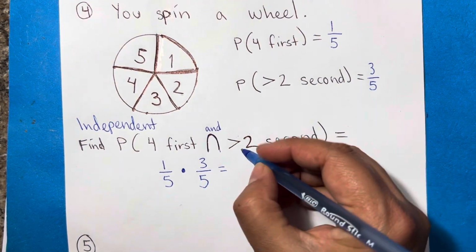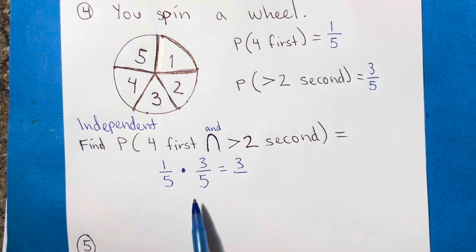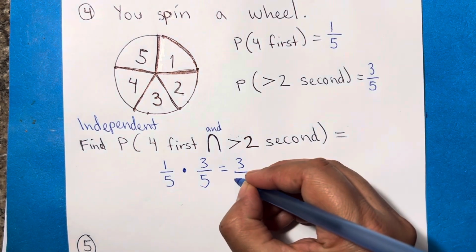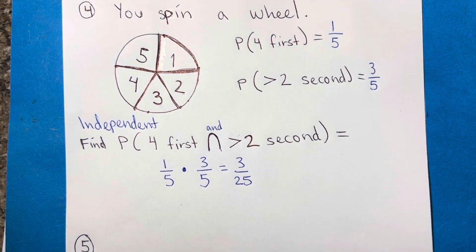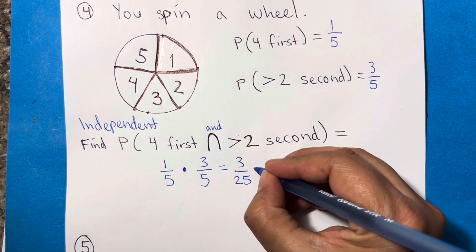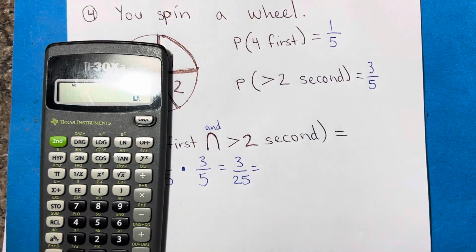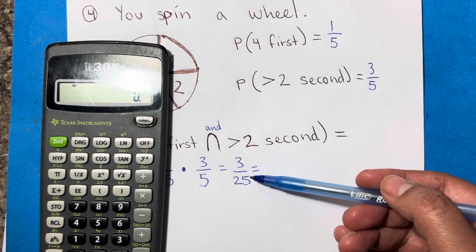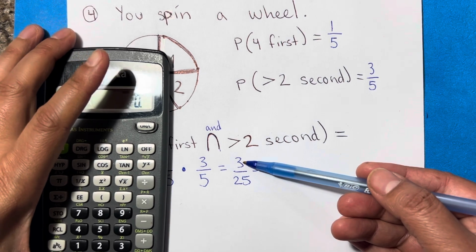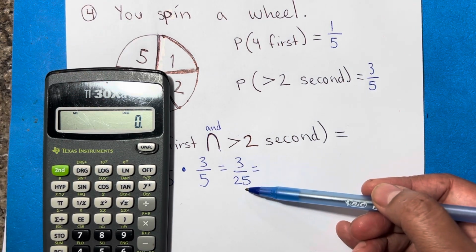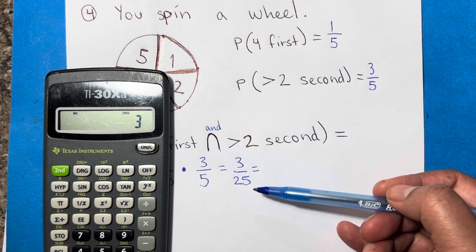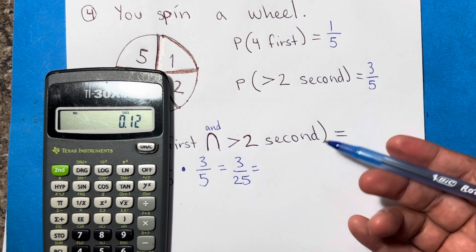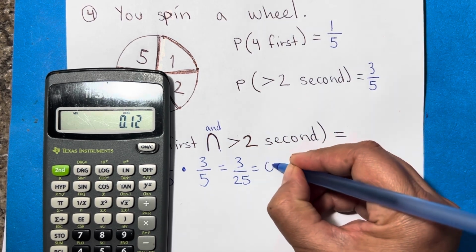And 1 times 3 is 3. And 5 times 5 is 25. We cannot simplify that. However, we are going to find this as a decimal and then as a percent. When we're finding a decimal, all you have to do is divide the numerator by the denominator. So 3 divided by 25. 3 divided by 25 is 0.12.